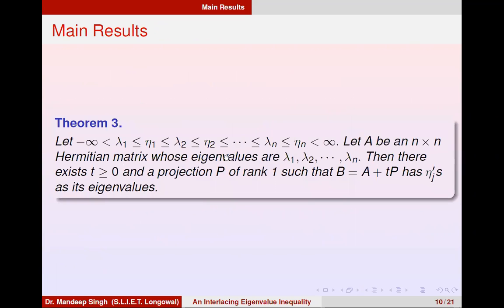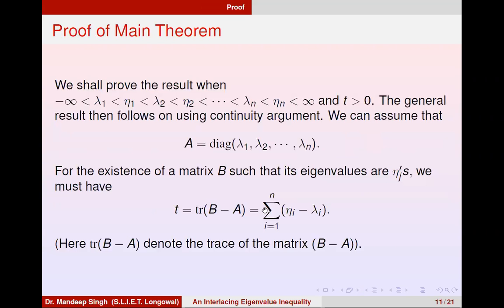If you have any doubt, ask me, please. Sir, my question is, what motivated them to choose T equals trace of B minus A? I'm saying why they have chosen T equals trace of B minus A. Means what prompted them to choose this?